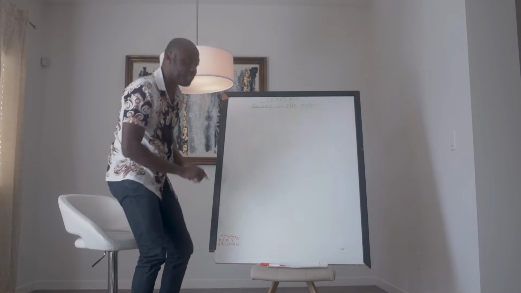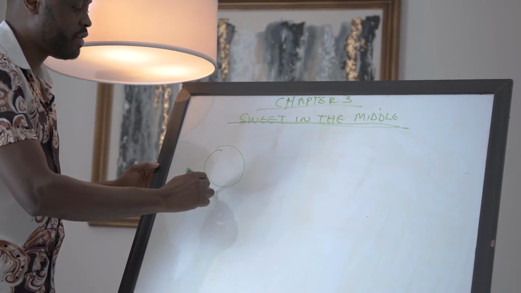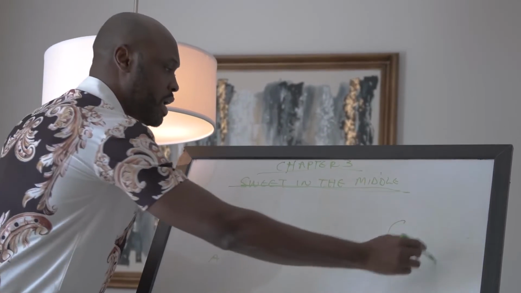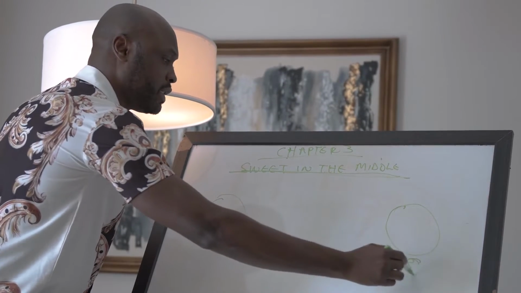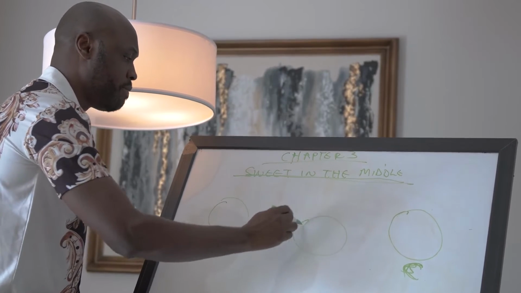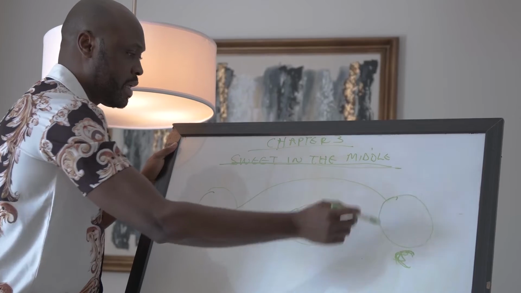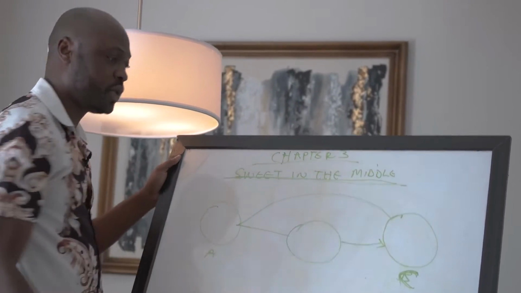So what does sweat in the middle mean? Sweat in the middle means there's A, somebody who has something to put in the market, and there's C, somebody who needs it, and then of course you are in the middle, and your job is to connect A to C, but going through you instead. That's what sweat in the middle is.